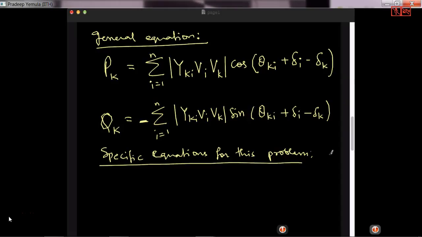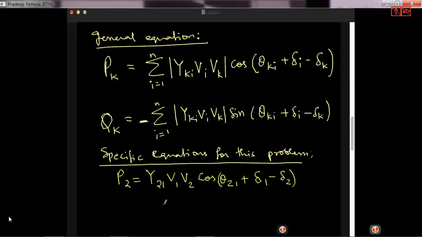So what do we get? So I can just write P2 is equal to, because it's only a one bus system, so I'll just get two terms. So I'll just write Y21, V1, V2 and then cos of theta 21 plus delta 1 minus delta 2.